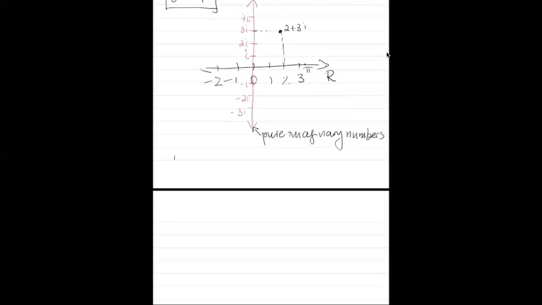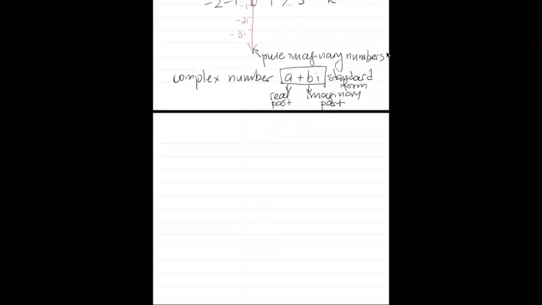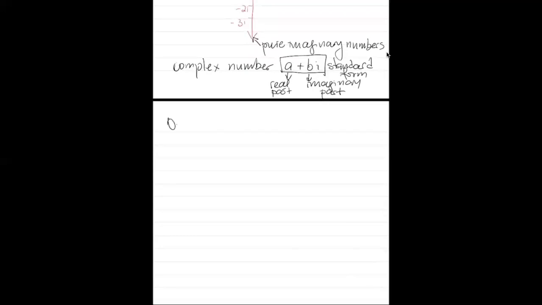So a complex number would have a form a plus bi, where a is the real part and b is the imaginary part. So a comes from the real axis and b comes from the imaginary axis. So we call this standard form, a plus bi. Later on, we're going to introduce a different form, a trig form of a complex number, but this is the standard form.